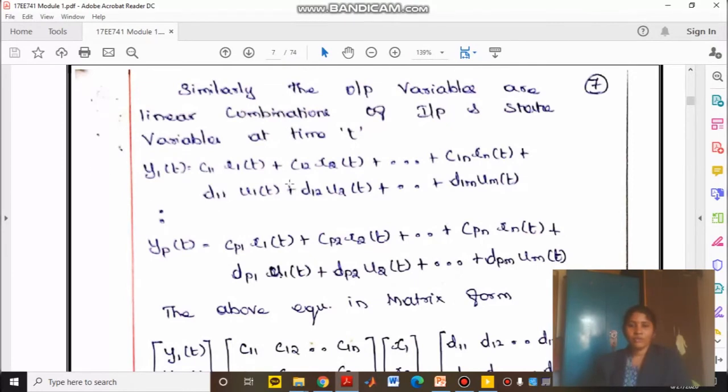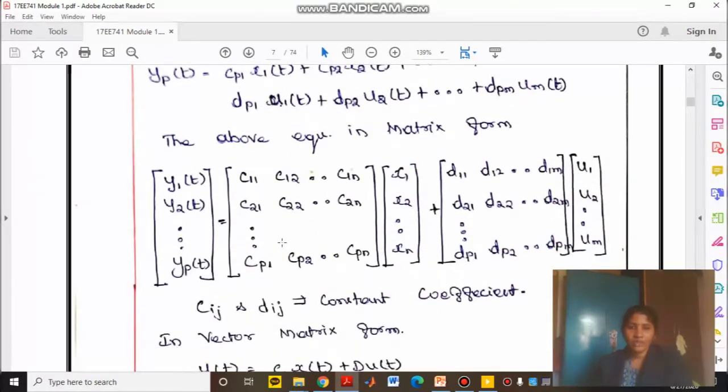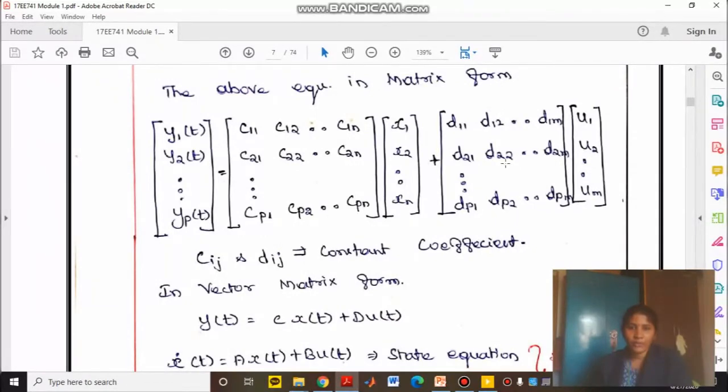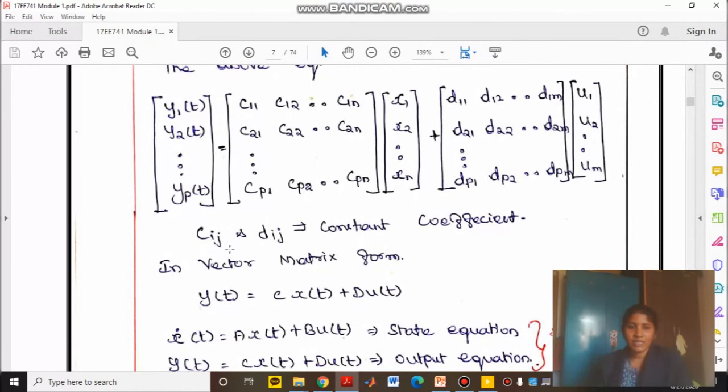As it is a function of your state variable and input variable, you have to write both your state variable expansion as well as your input variable expansion. After expanding the output variables, you can write it in the form of a matrix as shown over here. So in case of your output equation, your state variable is associated with the constant C, whereas your input variable is associated with the constant D. So we can write C and D as constant coefficients. Therefore, your output equation can be written as y of t is equal to C x of t plus D u of t.